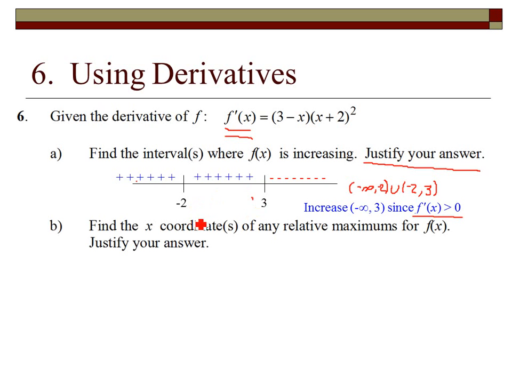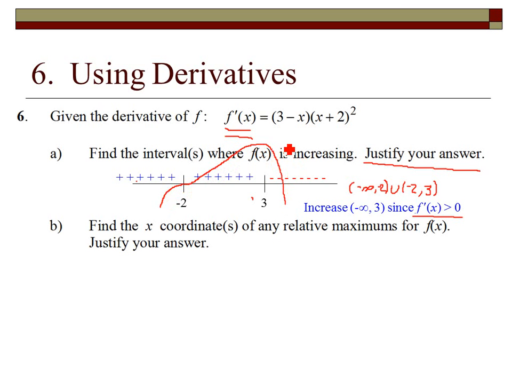Okay, it says find the x-coordinate of any relative maximums for f of x. Relative max occurs when the derivative changes from positive to negative. So if I was actually thinking about sketching this, my function's increasing. This is what it's kind of doing. I'm going to sketch it over here. It's increasing, slope of 0, increasing, and then decreasing.